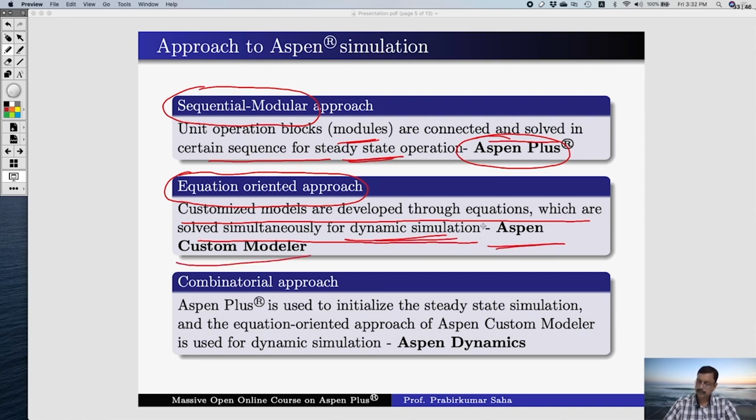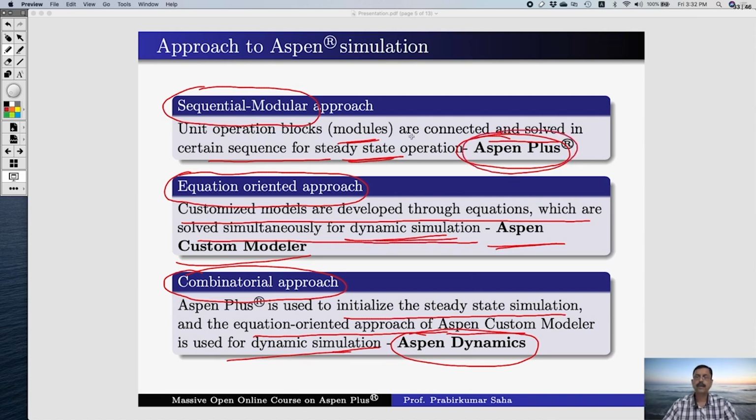And lastly, there is a combinatorial approach where Aspen Plus is used to initialize the steady state simulation, and the equation-oriented approach of Aspen Custom Modeler is used for dynamic simulation, which is Aspen Dynamics. Now in this particular course we have only Aspen Plus. We will discuss Aspen Plus. For Aspen Custom Modeler and Aspen Dynamics, someone may offer a different course altogether. So we will limit ourselves to Aspen Plus.